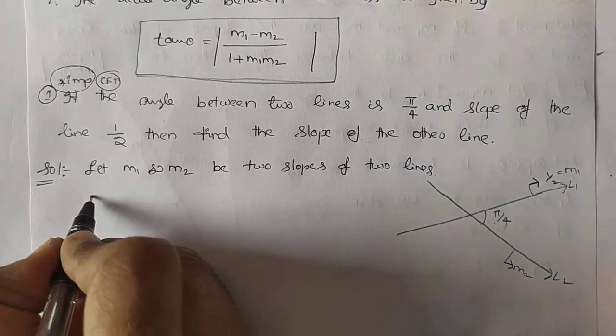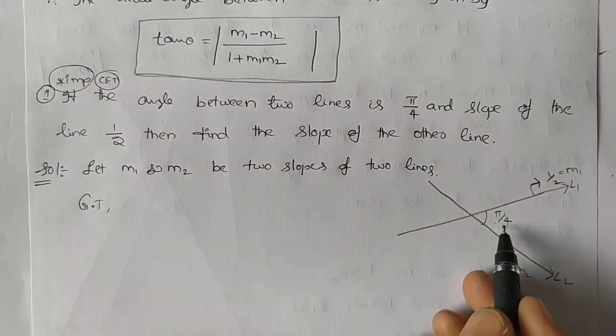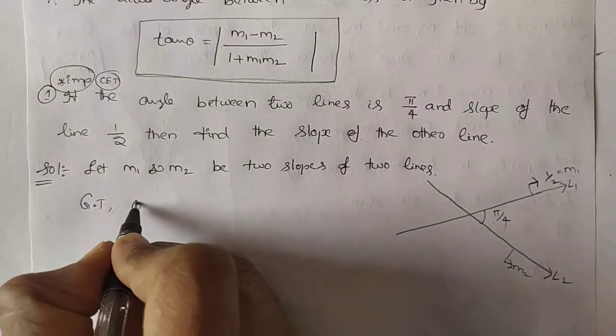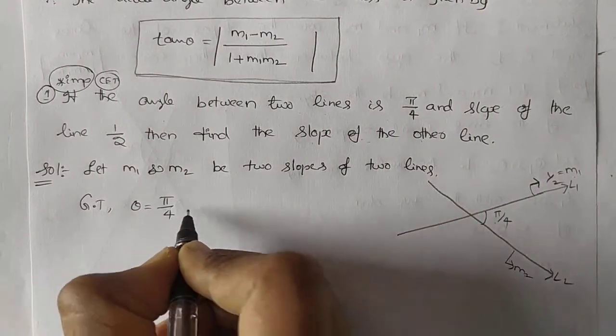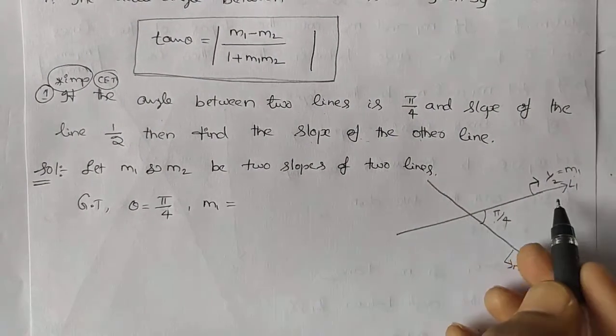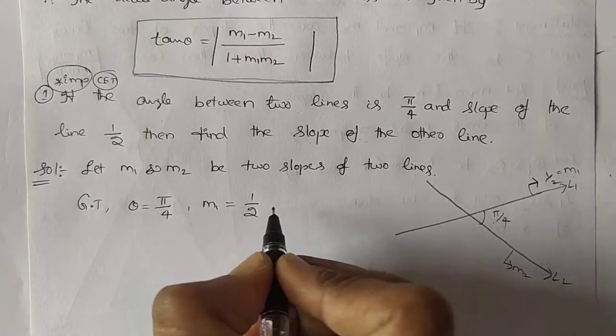Next, what is given? The angle is given. That angle is theta. Theta equals pi by 4 is given. Next, the slope of the line m1 is given as 1 by 2.